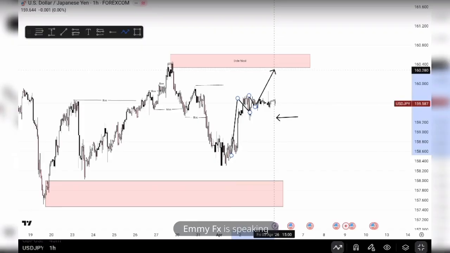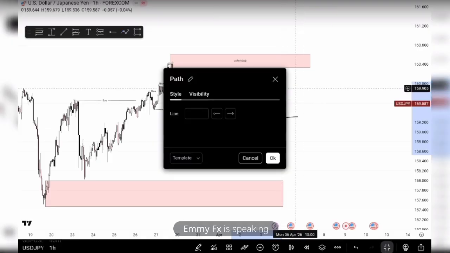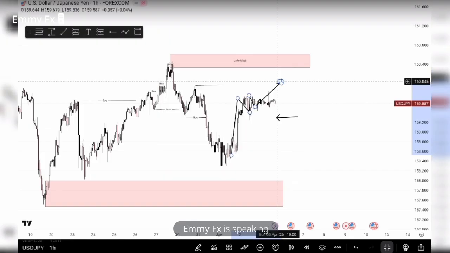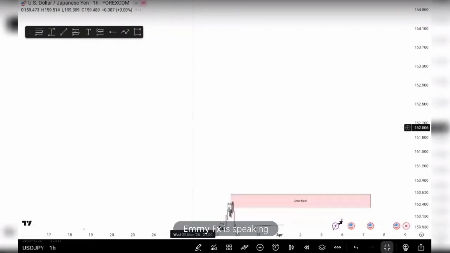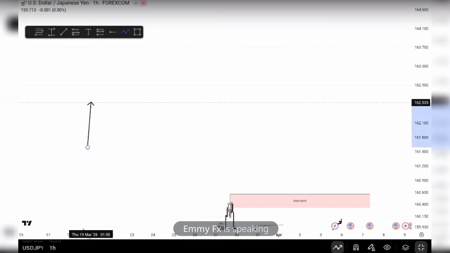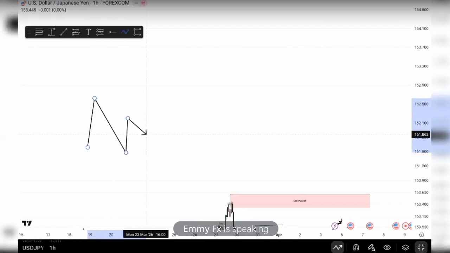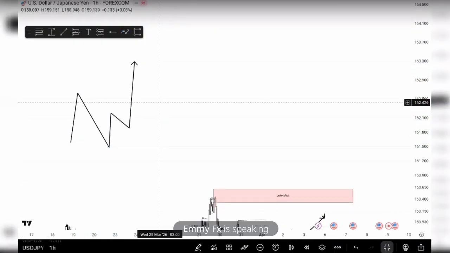Now, I've already talked about the discount pricing array and also the premium pricing array. The discount pricing array helps us to buy cheap and sell high, while the premium pricing array helps us to purchase from the highest price and sell at the lowest price. For instance, let me say we have this movement which breaks structure to the upside.